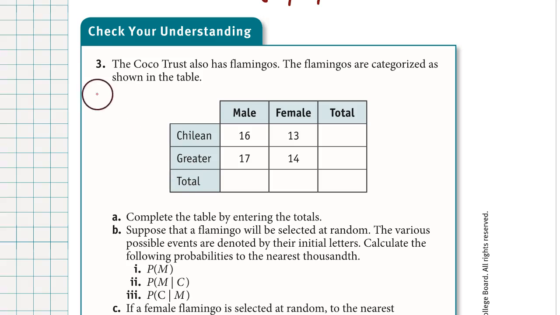Now go to the check your understanding. Question 3. The Cocoa Trust Wildlife Preserve also has flamingos, which are categorized as shown in the table. There are male and female, and the types are Chilean and greater. In question A, you're asked to complete the table. I'll pause the video for you to do that.